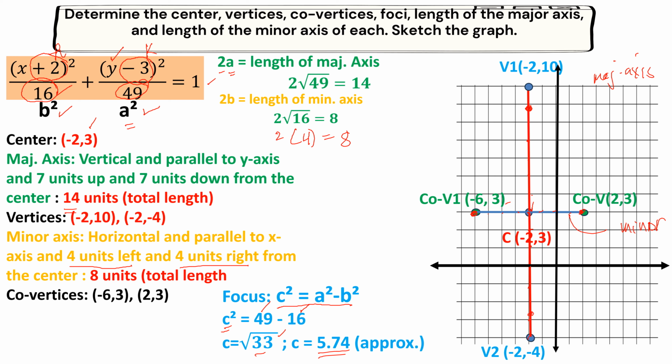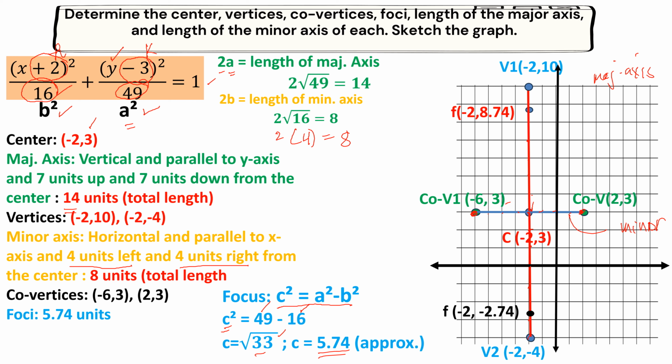The other one is 1, 2, 3, 4, 5. The other focus will be there also. So there are the two foci, represented by the coordinates negative 2 and negative 2.74, and the other focus is negative 2 and 8.74.